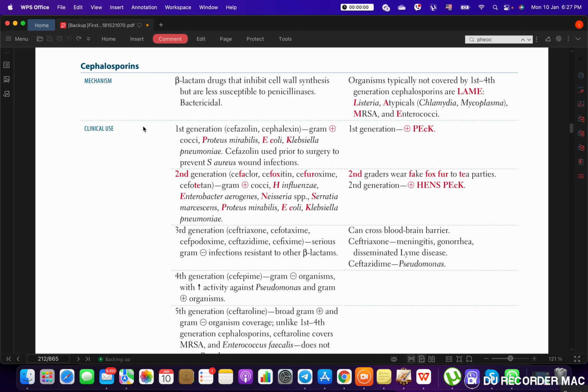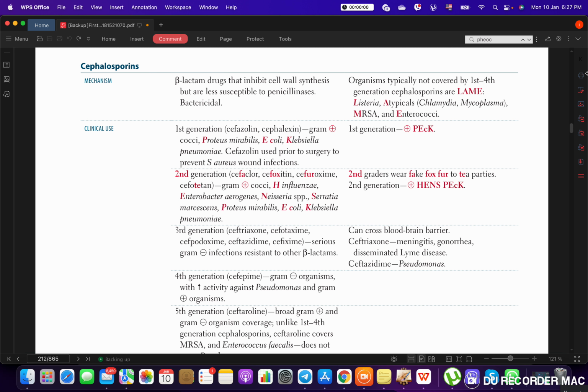Is it the cell membrane? Is it the cell wall? Or is it the peptidoglycan layer? What will get disturbed? The peptidoglycan layer, absolutely, yes. So beta-lactam drugs inhibit cell wall synthesis but are less susceptible to penicillinase. Yes, it's bactericidal again, which means it kills the bacteria. Bacteriostatic is like just put it in a state of a freeze.